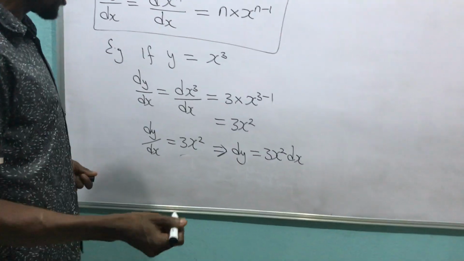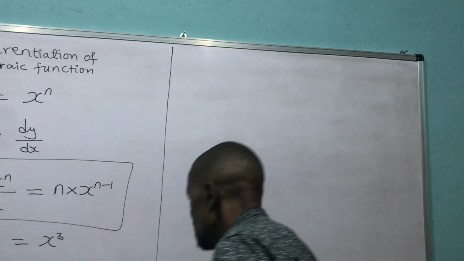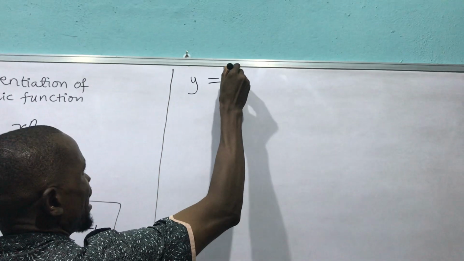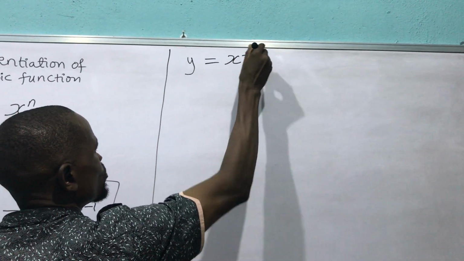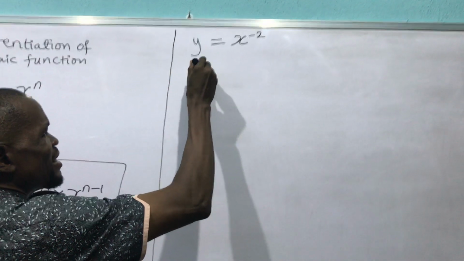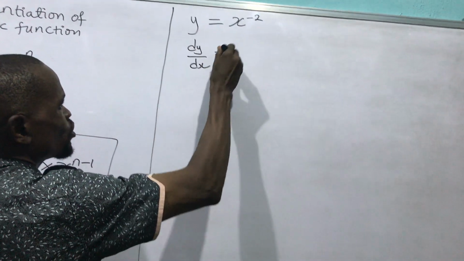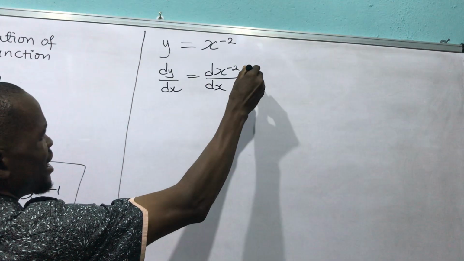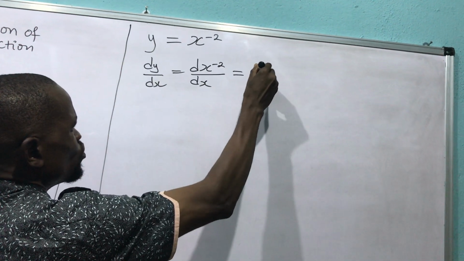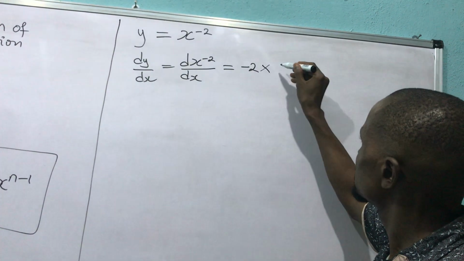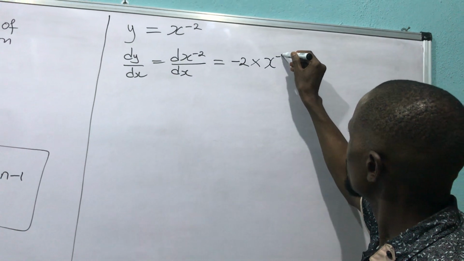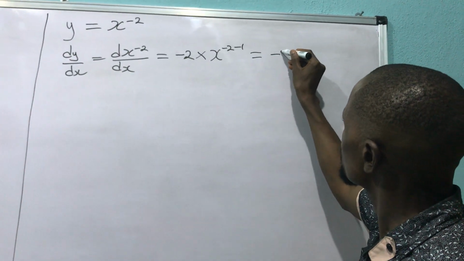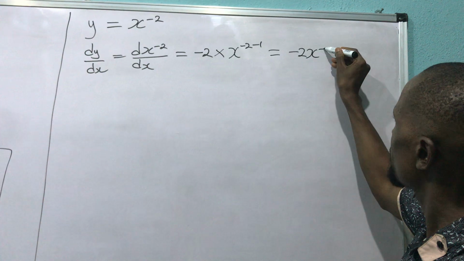Then let us look at another example. If y is equal to x raised to power minus 2, we say that dy/dx is equal to d(x raised to power minus 2)/dx, and the answer should be minus 2 times x raised to power minus 2 minus 1. And my answer will be minus 2x raised to power minus 3.